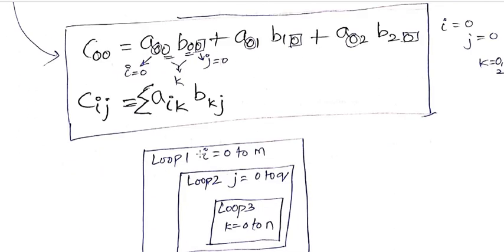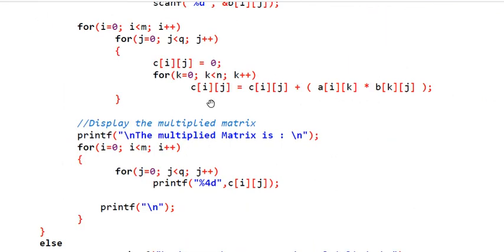Okay, so this is the representation. The important thing you have to remember is what is the maximum value you have to take here. For the outer loop it is M, the second loop Q, and the third loop N, and this formula Cij is equal to Cij plus Aik into Bkj. So I into K, K into J. If you remember this formula, the rest of the things would be very easy to understand.